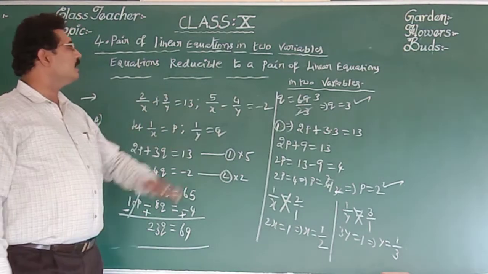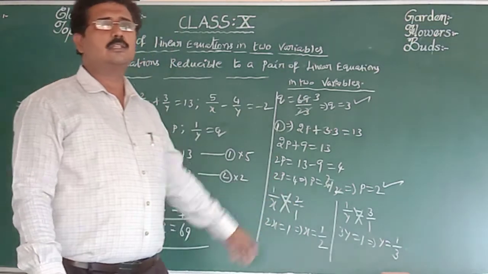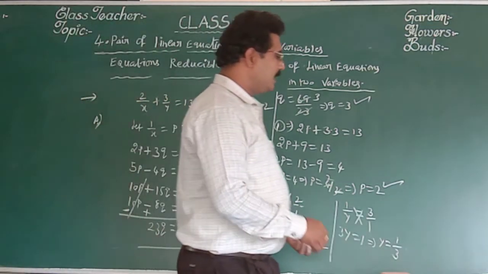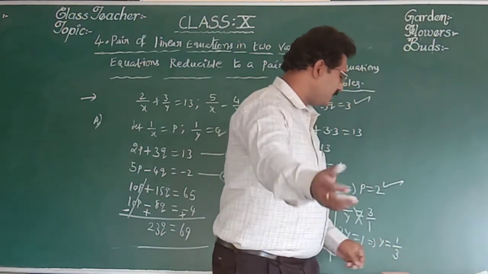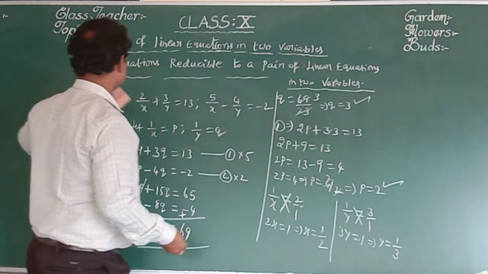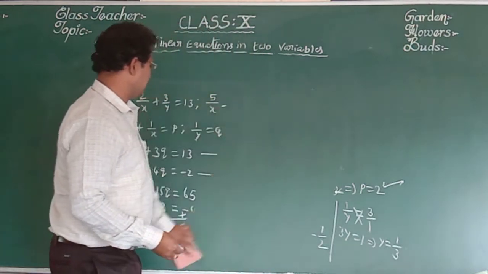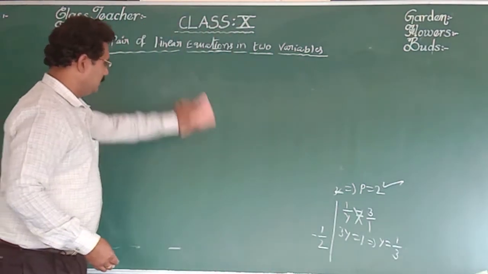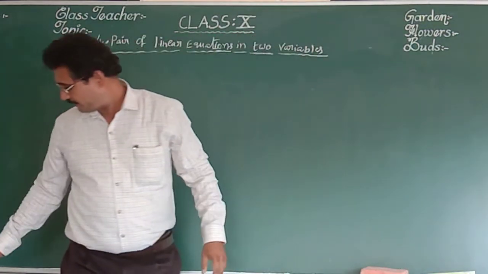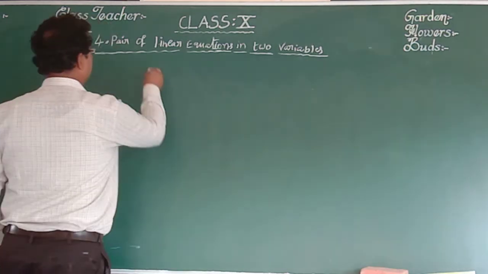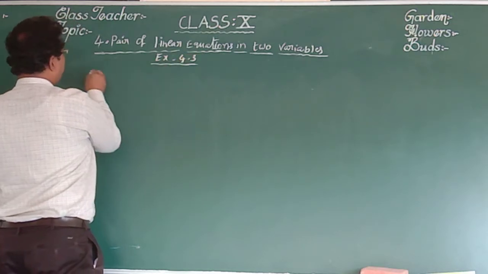So this is the way to do the equations reducible to a pair of linear equations in two variables. This is the last and final model. So please note down this. And again we will go to the exercise problems. In that exercise, solve exercise 4.3 next. So see that exercise 4.3, the last exercise, problem number 1.